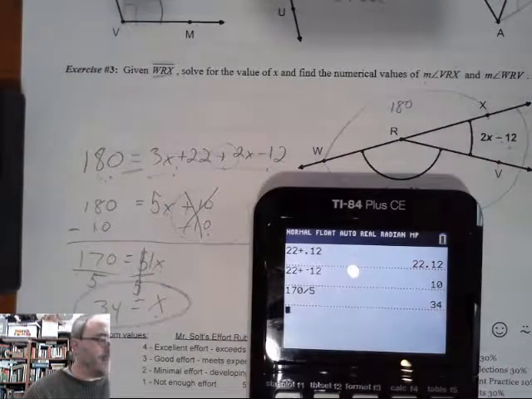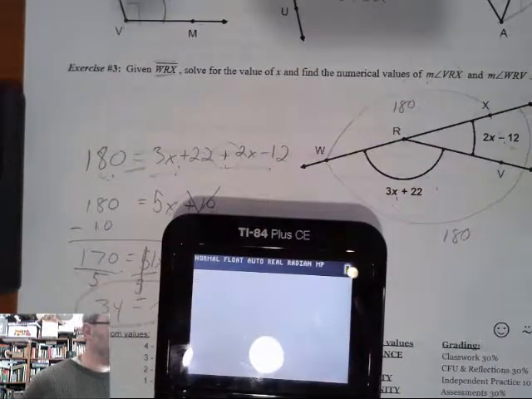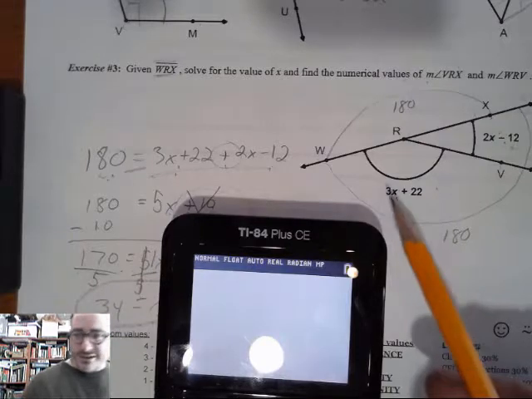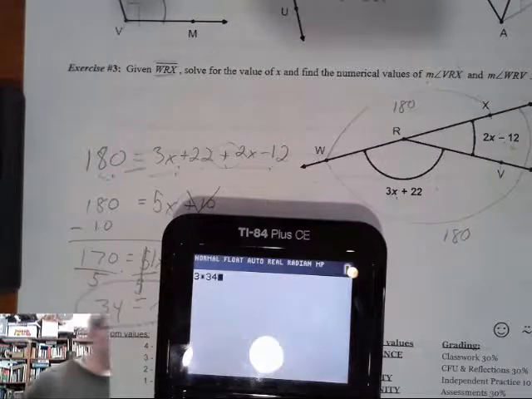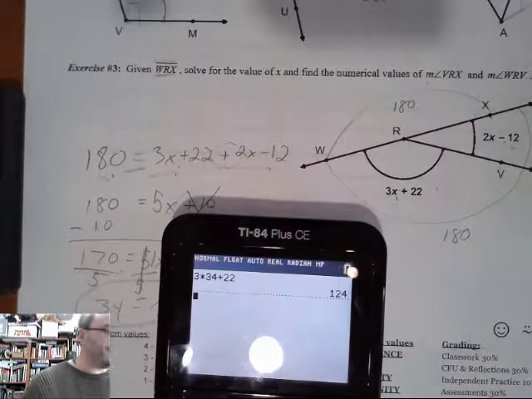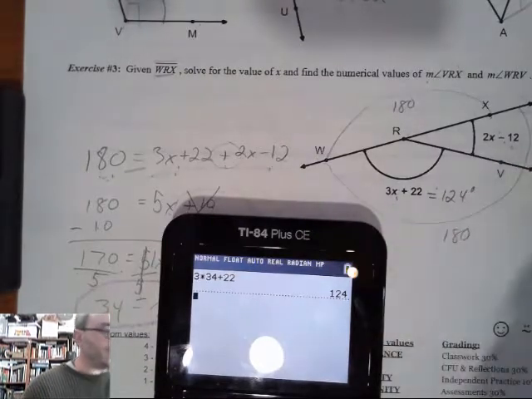Here I go. I know that x is 34. I know this angle measure here is 3x plus 22. So 3 times 34, I already solved for x, plus 22. That angle measure is equal to 124 degrees.